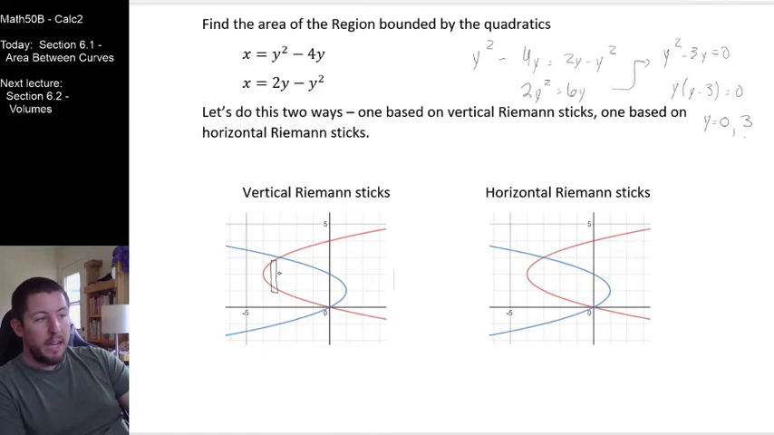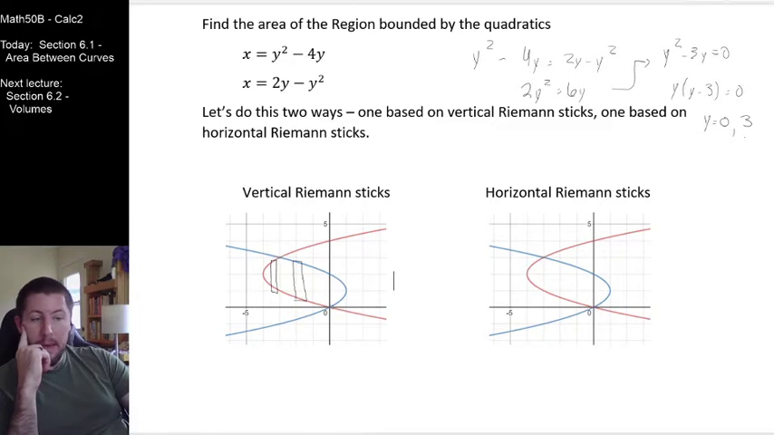But once we hit -3 right here, oh wait, why did I get a positive y? Oh, sorry, the y is +3. The x is what's -3. At x equals -3, it's going to change. Now the blue function is on top and the red function is on bottom. So that's going to be our next chunk's vertical Riemann stick.